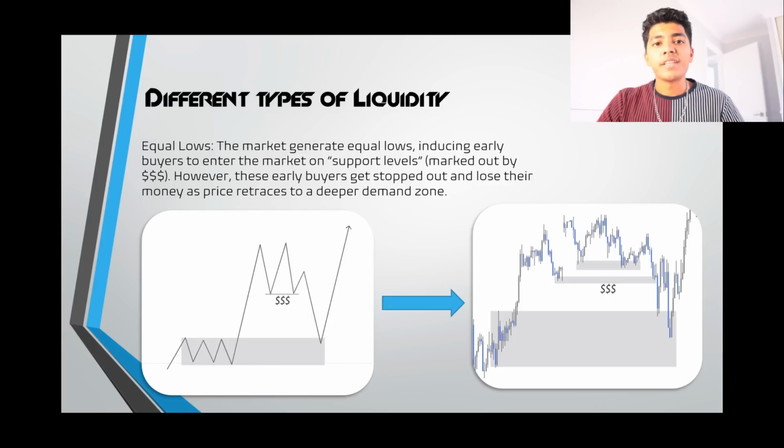You need to understand that there's different types of liquidity. One type of liquidity is known as equal lows. The market generates equal lows, which induces early buyers into buying on the market because they think it's a support level, or because they think it's a double bottom, or it's some sort of key level that they think price is going to rally off of. However, these early buyers that come in at levels like this, they get stopped out because price retraces into a deeper demand zone. All right, and then it reverses.